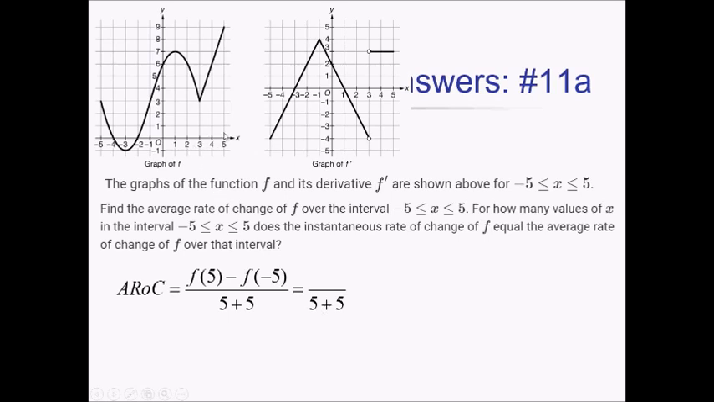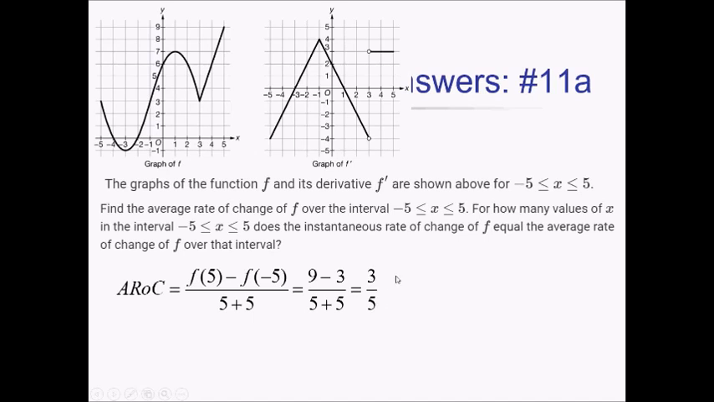f of 5, looking that up in my table, that's all the way up here. That's 9. And f of -5 is back here. That's 3. So we've got (9 minus 3) over (5 plus 5). That's going to be 6 over 10, or 3/5 if we reduce it.